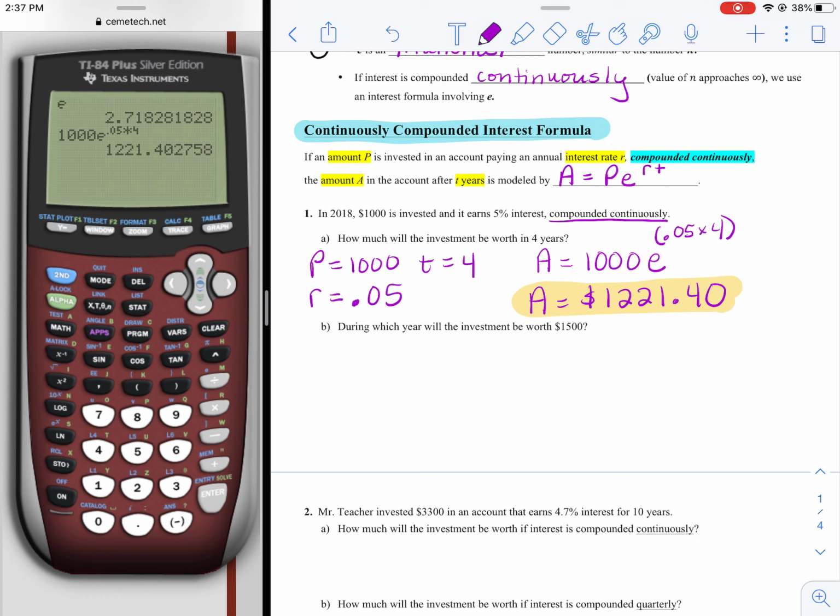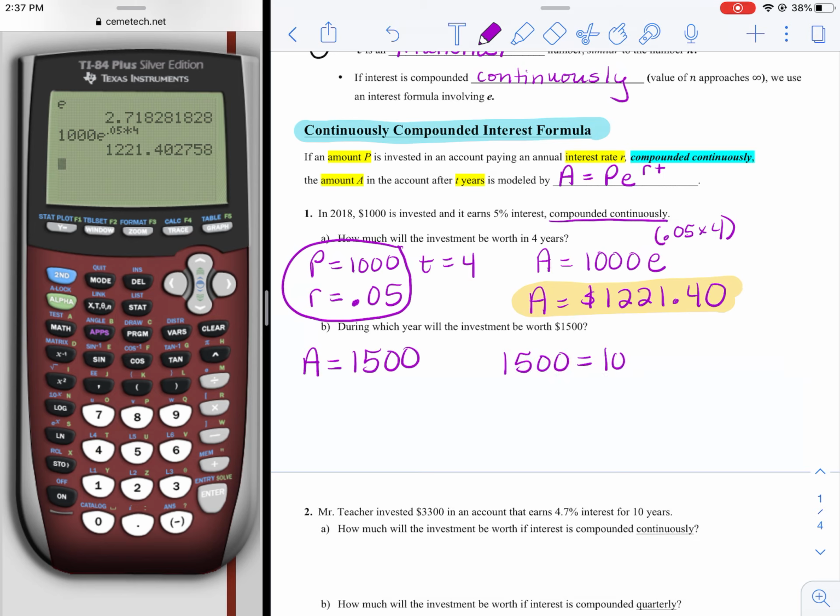Okay, a little variation. During which year will the investment be worth $1,500? Okay, so the variables stay the same. Oop, I'm sorry, they don't all stay the same. We're trying to figure out, these two are the same. The original investment is $1,000. The rate is still 0.05, but now we're trying to figure out how long it takes for the investment to be worth $1,500. Okay, so that's called the mature amount. So we want to know how long it takes for A, the new amount, to be $1,500.